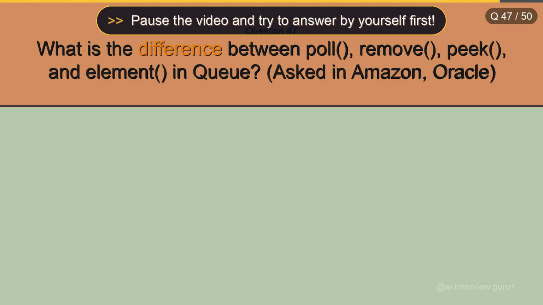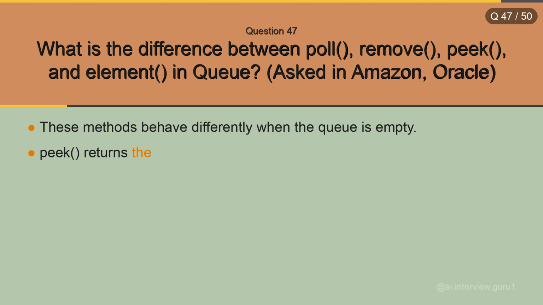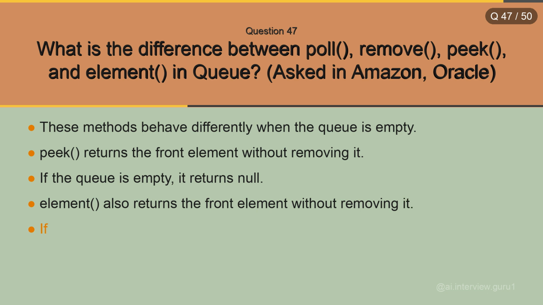What is the difference between poll, remove, peek, and element in Queue? These methods behave differently when the queue is empty. Peek returns the front element without removing it. If the queue is empty, it returns null. Element also returns the front element without removing it. If the queue is empty, it throws an exception.